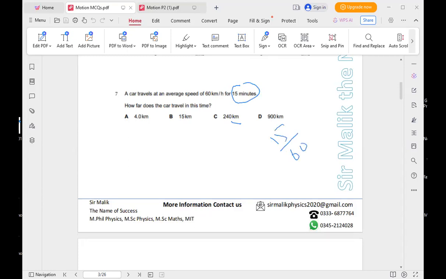15 divided by 60 is 0.25 hours. Now 60 is equal to D upon 0.25. Shifting to the other side, 60 multiplied by 0.25 is equal to distance. 60 multiplied by 0.25 is 15. It's again 15, so the answer is correct.